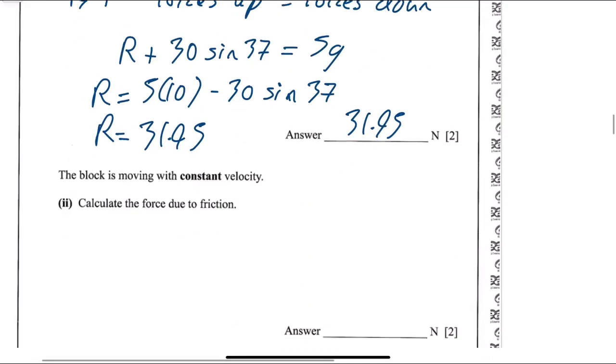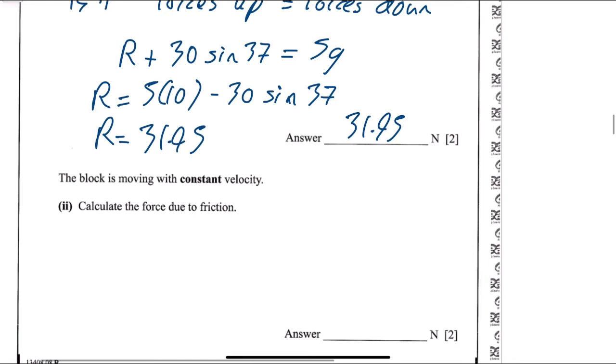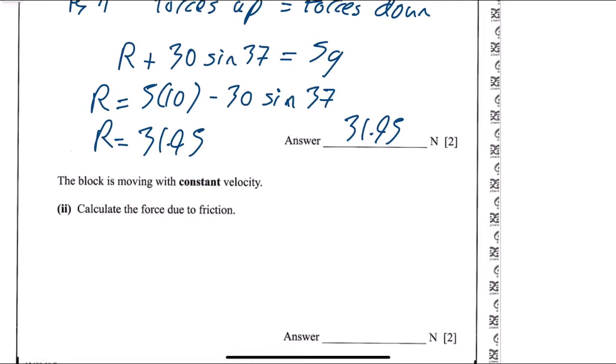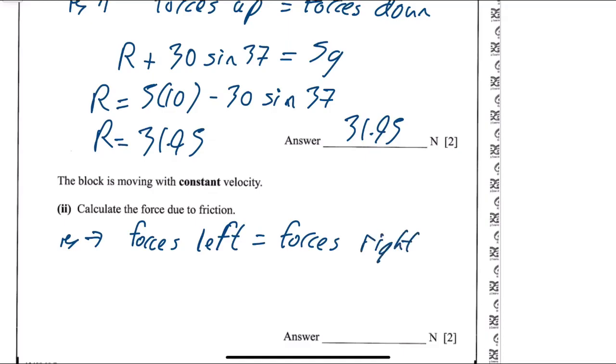31.95 newtons. It says the block is moving with a constant velocity. So if something's moving with a constant velocity, that means there's no overall resultant force. If there's an overall resultant force, there would be acceleration. So it means the forces left equal the forces right. Let's just look back at our diagram here. Forces left equal the forces right.